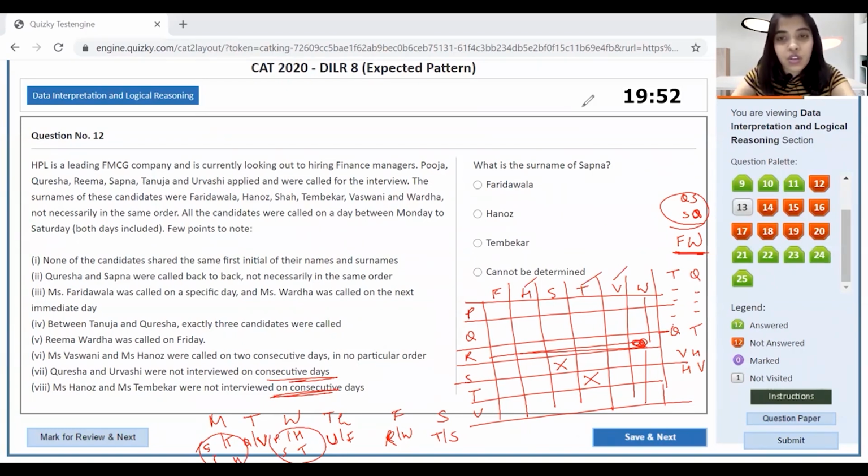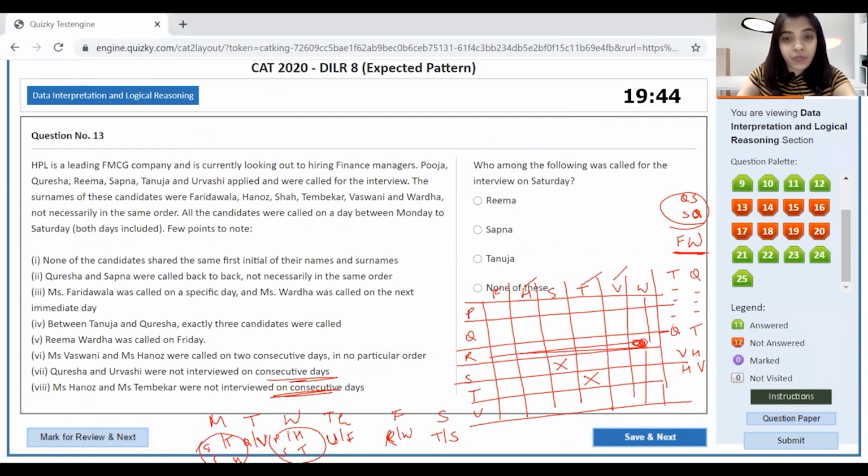Look at the questions. Surname of Sapna. Sapna is the one non-identifiable entity. So what do we say? We cannot determine. Saturday. Saturday we're looking at Tanuja. Okay.